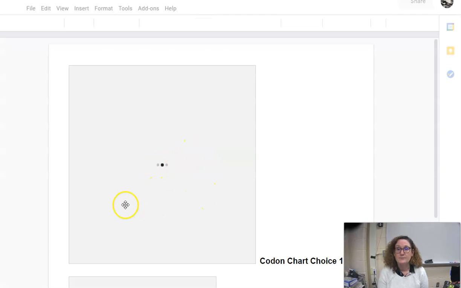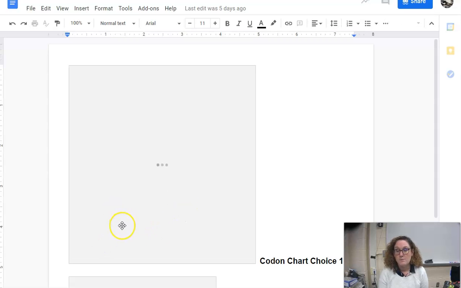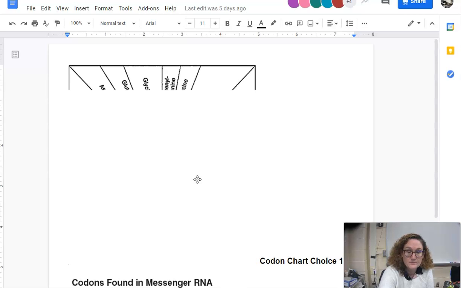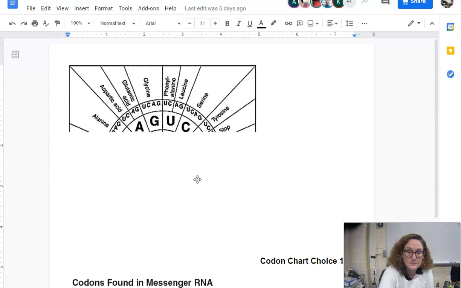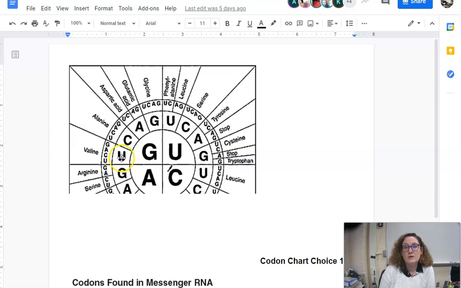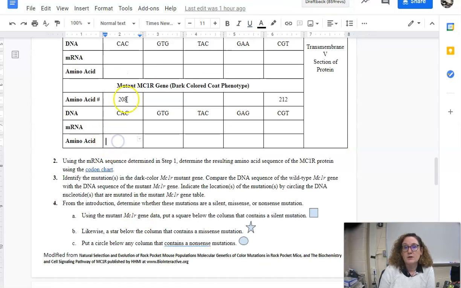And then you're going to look at the sequence that you get there. So the first one was GUG. As I look at my codon chart, so if I look, I get G and then U and then G, so it codes for valine. So then my amino acid that I would put here would be valine.